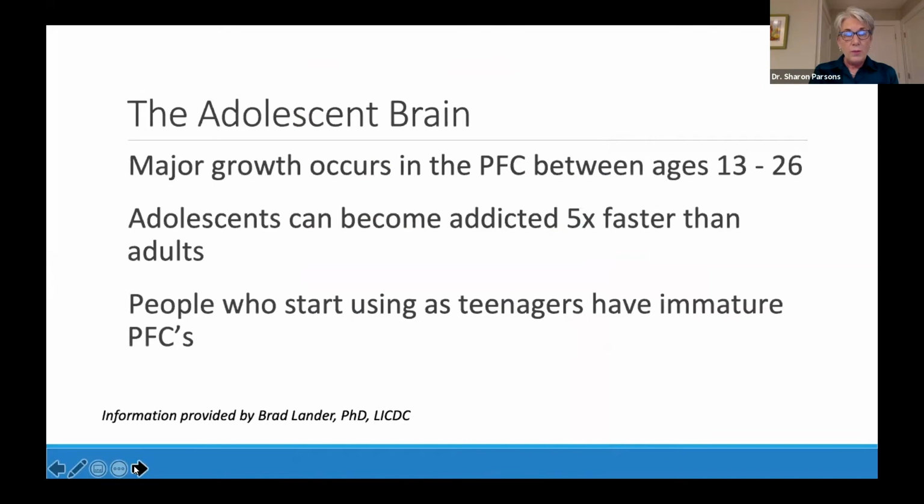So major growth occurs in your prefrontal cortex between the ages of 13 and 26. So if in that little sweet spot of an age, you are exposed to an opioid, you have 5 times better chance of becoming addicted. And that's huge. I mean, think about that. 5 times. So that means, let's see, middle school, high school, college sports, and that also means wisdom teeth.